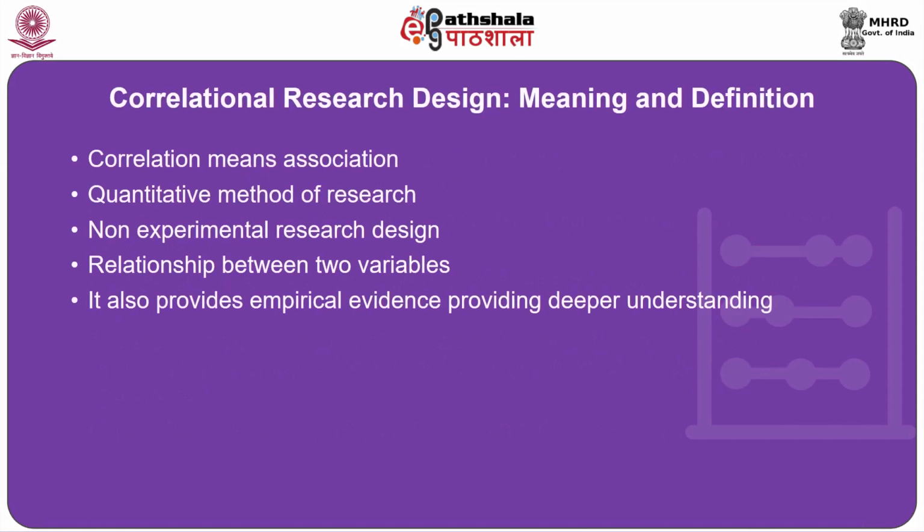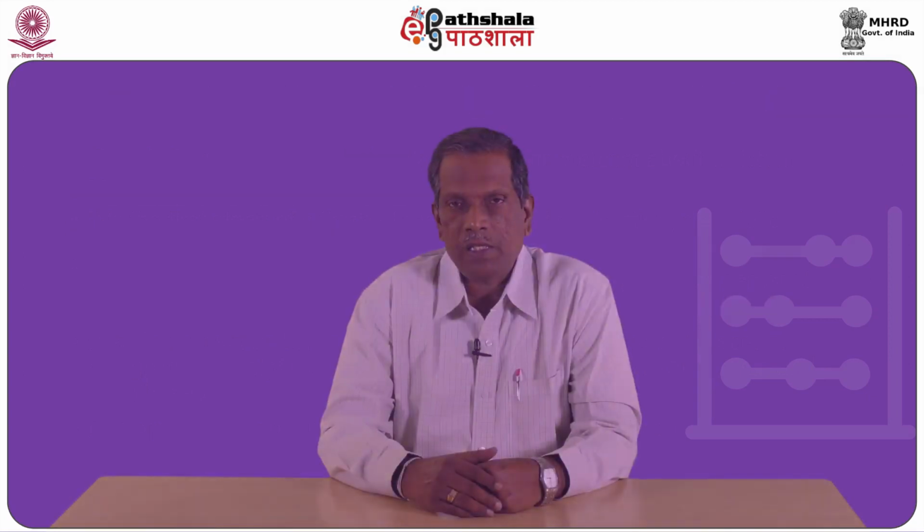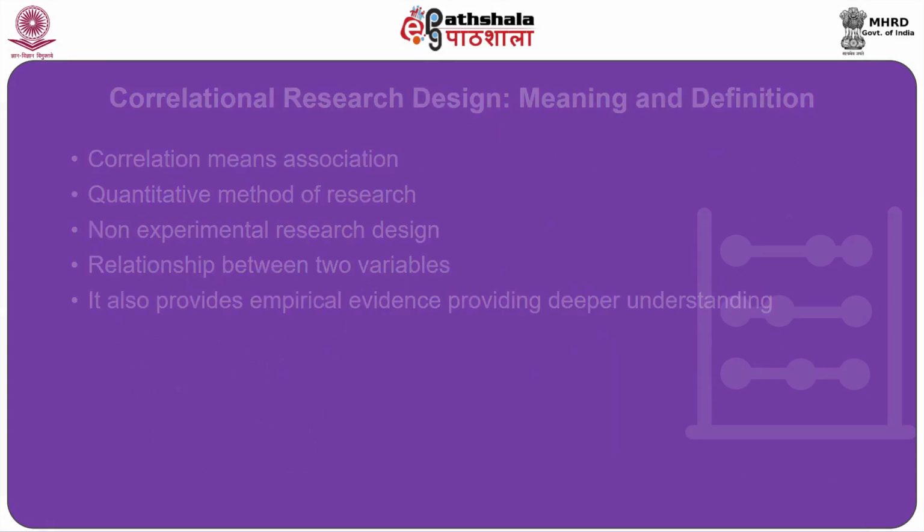Meaning-wise, correlation simply means an association. A correlational study is a quantitative method of research in which the researcher has two or more quantitative variables from the same group of subjects, and tries to determine if there is a relationship or covariation between the two variables. For example, in population studies, if we say there is a positive correlation between the years of schooling and age at marriage, two variables are involved.